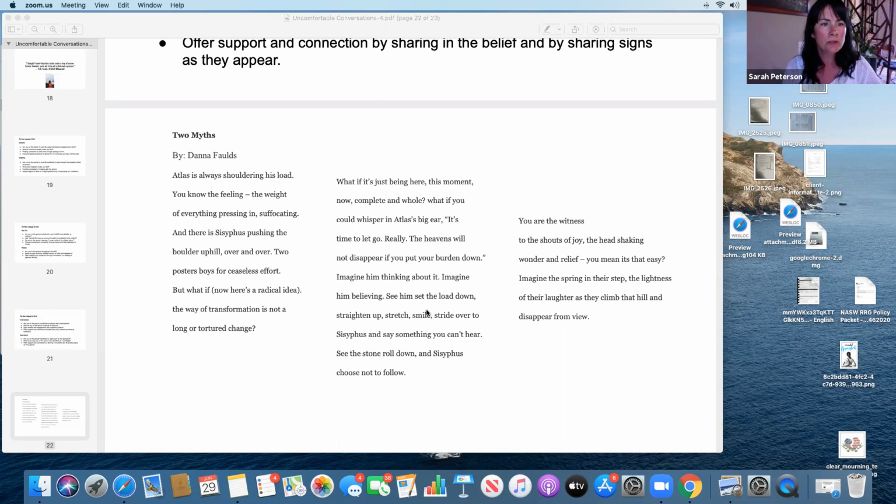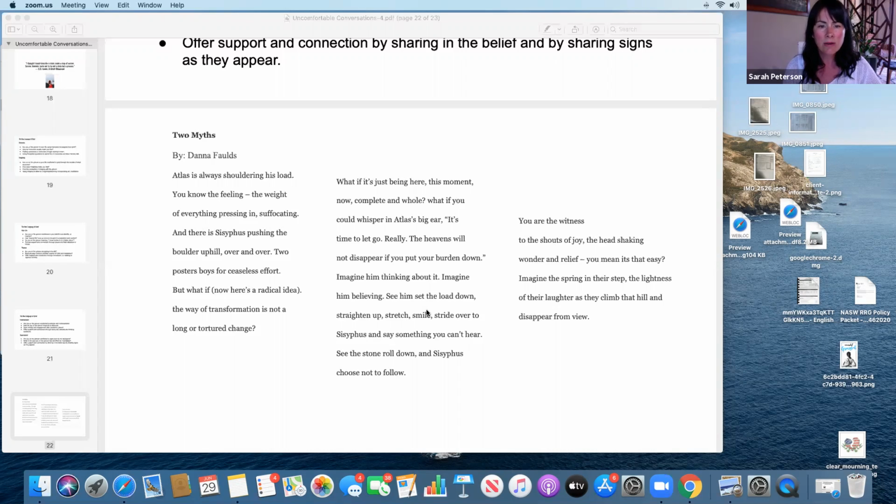Atlas is always shouldering his load. You know the feeling, the weight of everything pressing in, suffocating. And there is Sisyphus, pushing the boulder uphill over and over, two poster boys for ceaseless effort. But what if, now here's a radical idea, the way of transformation is not a long or tortured change? What if it's just being here, this moment, now, complete and whole? What if you could whisper in Atlas's big ear, it's time to let go, really, the heavens will not disappear if you put your burden down.